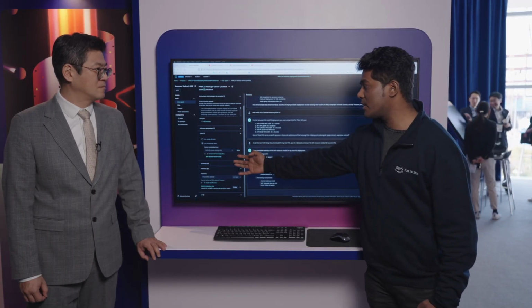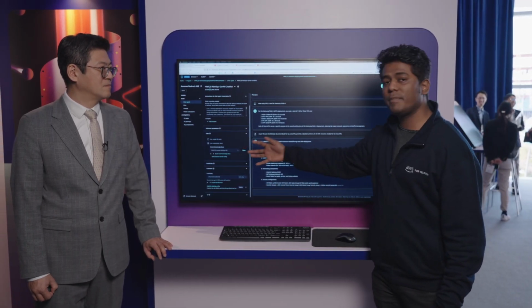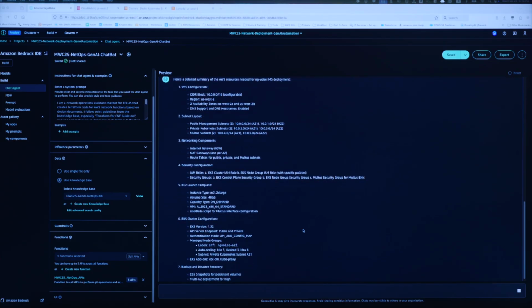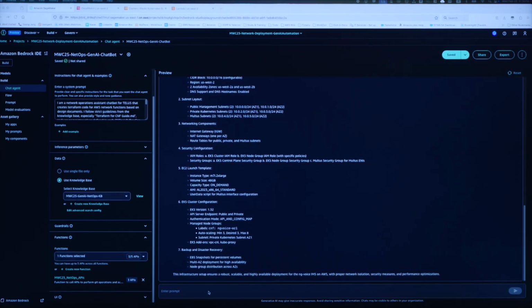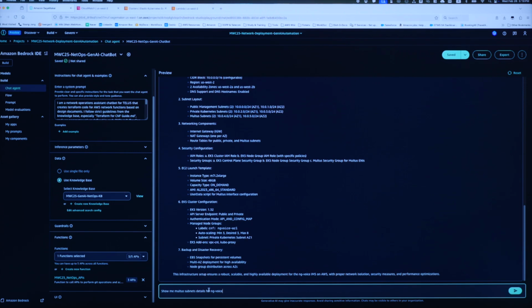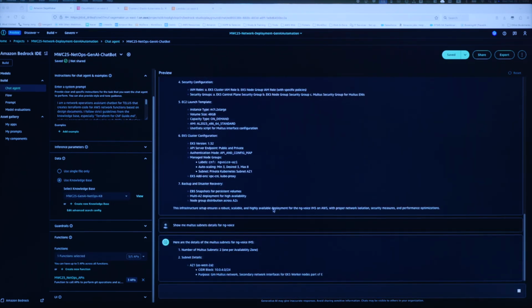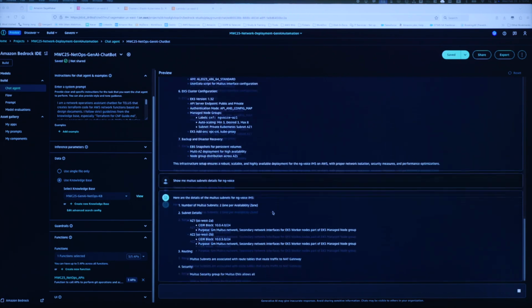As we discussed, our knowledge base has multiple vendor information. Now the operator is asking for details of what is needed for NG Voice IMS, and Bedrock is providing additional detailed information of what is really required to deploy NG Voice IMS on AWS.